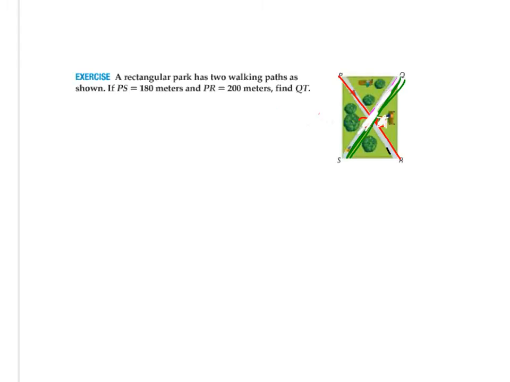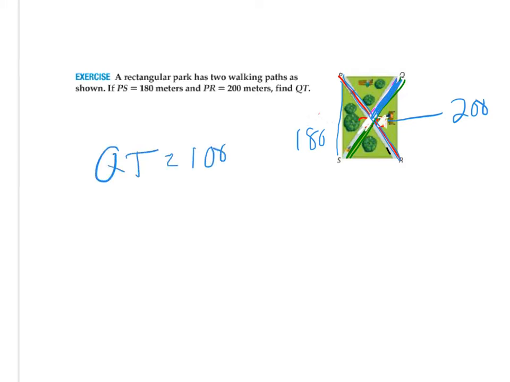In a rectangular park, there are two walking paths as shown. PS is equal to 180, so this length right here is 180, and PR is equal to 200. So this length right here, this diagonal in red, I'll redraw it in blue. Find QT. We're looking for this piece right here. Well, if I know that both diagonals of a rectangle are equal, and they are bisected because it's a parallelogram, then QT, half of the diagonal, must equal 100.